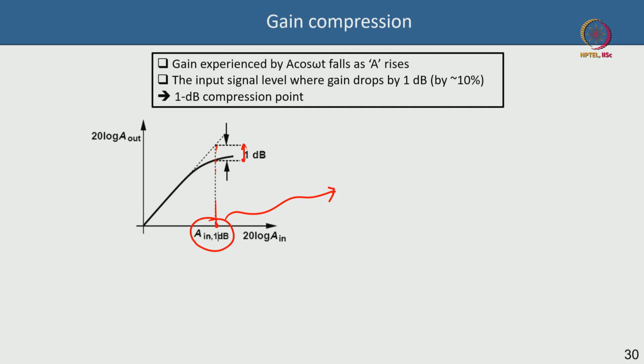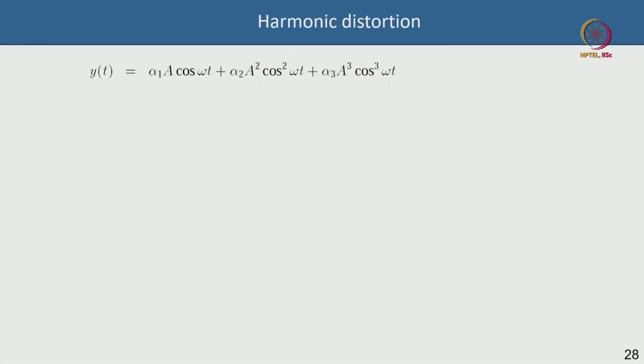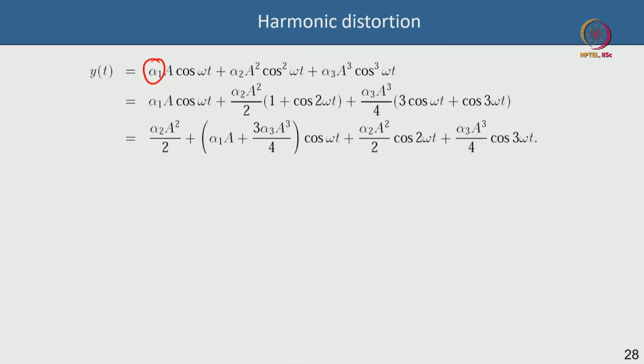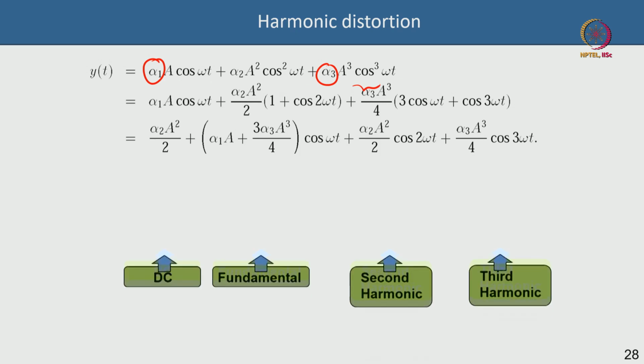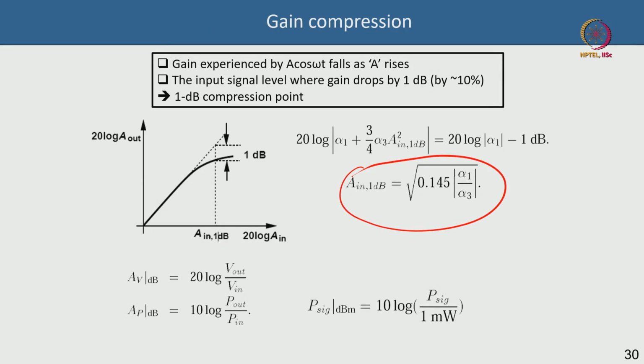What is alpha 1? Alpha 1 is the coefficient corresponding to the fundamental frequency, and alpha 3 is the coefficient corresponding to the third order harmonic, or the third order term. Okay. So, what does it mean? It means that you want this quantity to be as high as possible, because if this quantity is as high as possible, you have a larger range over which you can operate the device fairly linearly, because your 1 dB compression point is far away.